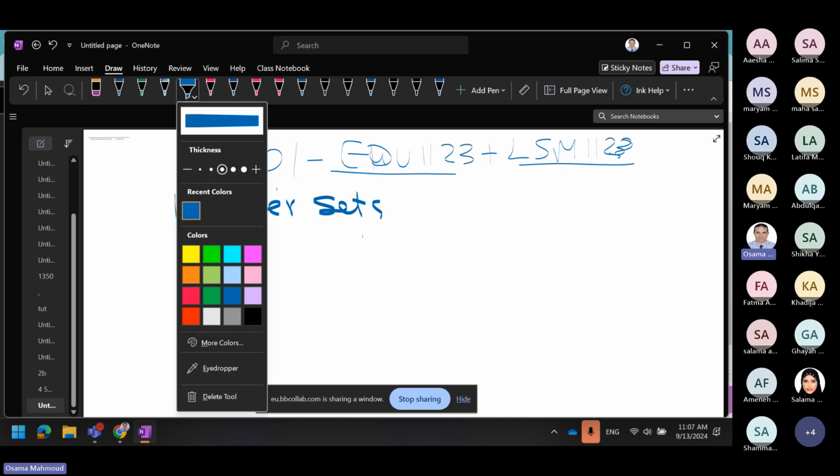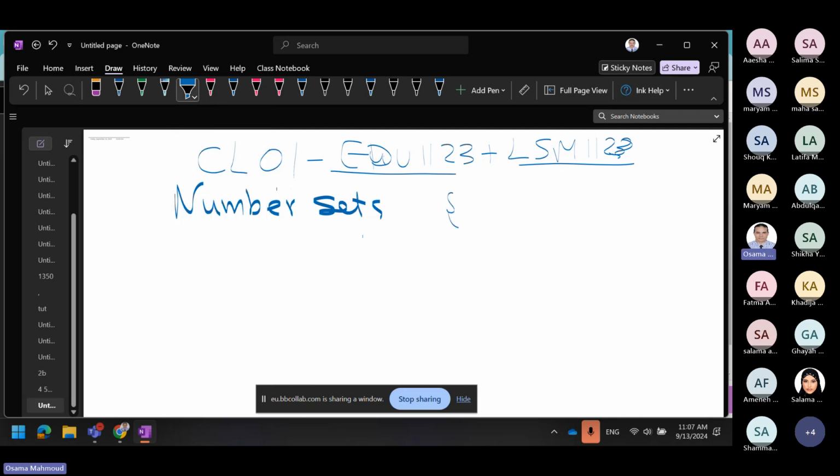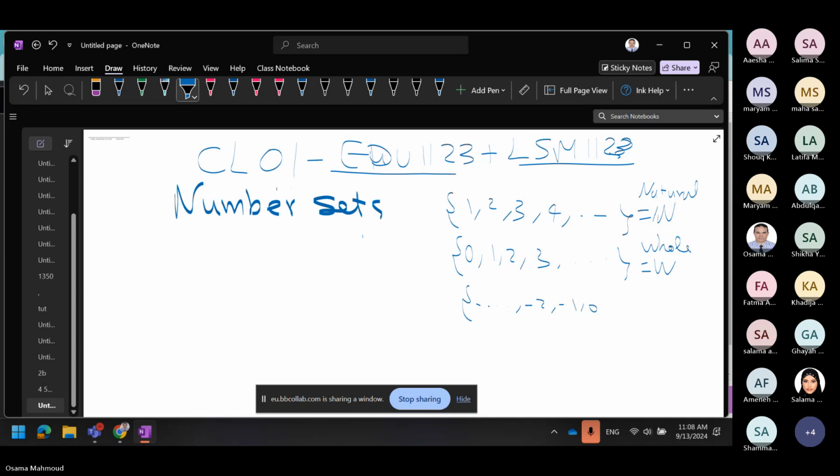If you have this number, 1, 2, 3, 4, etc., we denote it by N because this is the natural number. This is the natural number set. If you add 0 to the natural number set, you call it what? Yes, whole number sets, okay? If you have positive and negative, you denote it by Z and call it integer, right?